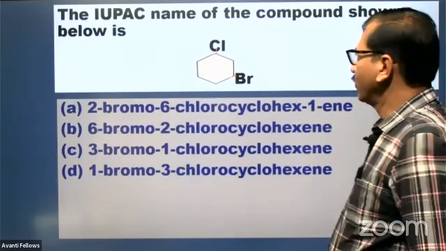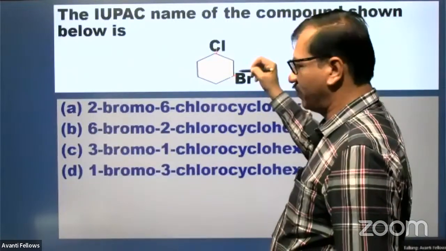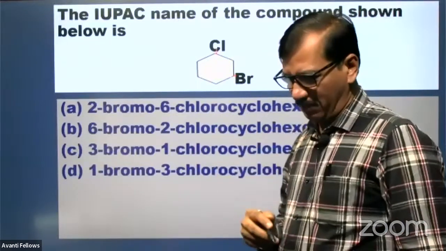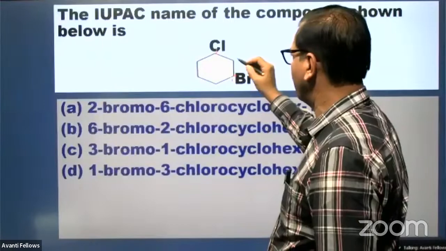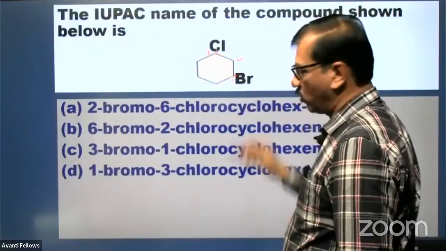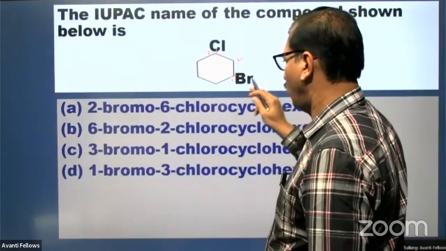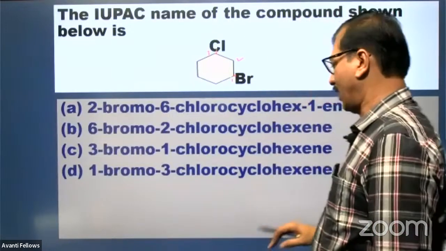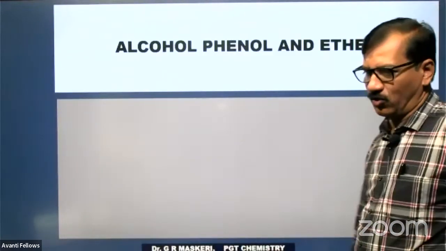Since alkene is there, the carbon including that double bond will become the first carbon atom. This is the first carbon atom, this is the second, this is the third, because the alkene is to be given more importance. So 1-bromo-3-chlorocyclohexene. So D is the right answer. Okay, fine, good. So this is about the chapter haloalkanes and haloarenes.